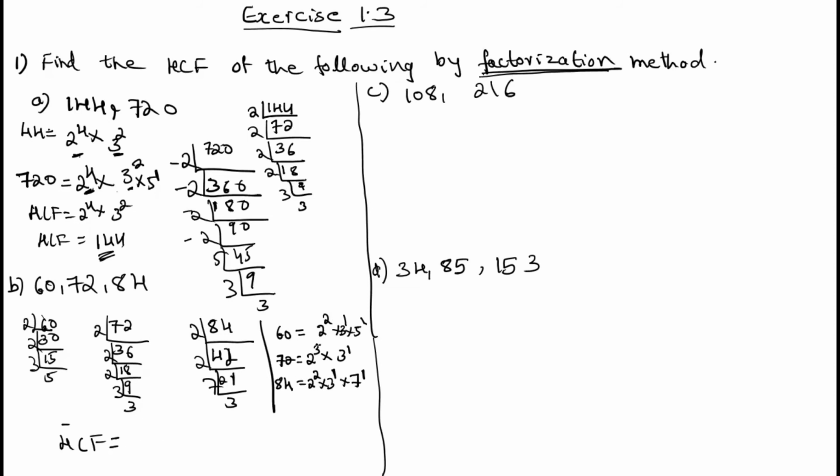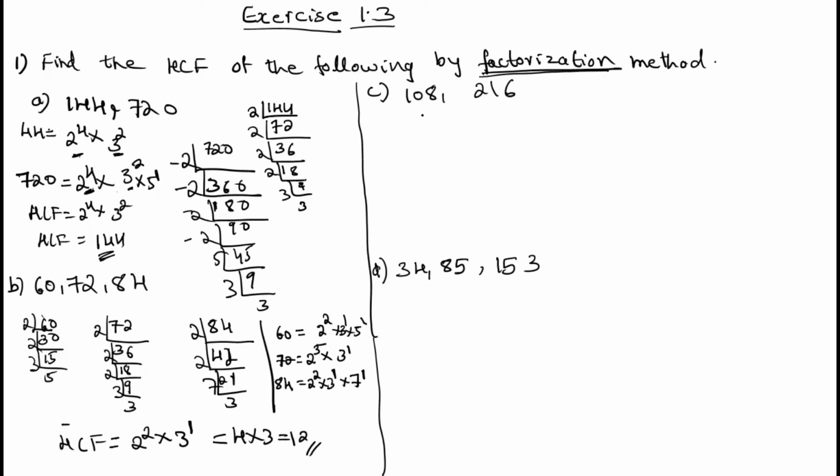What are the common factors? One common factor is 2. What's the least power? 2, 3, 2. Least power is 2. What's the second common factor? 3. What's the least power? 1, 2, 1. So least power is 1. Any other common factors? No, right? Only in the first expression 5 is there, and only in the third expression 7 is there. So 2 to the power 2 into 3 to the power 1, it's equal to 2 to the power 2 is 4 into 3, it's equal to 12. Therefore HCF of the given numbers is equal to 12.